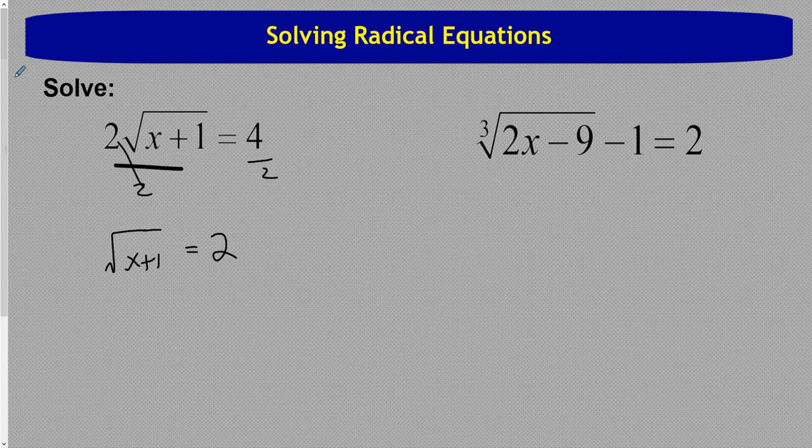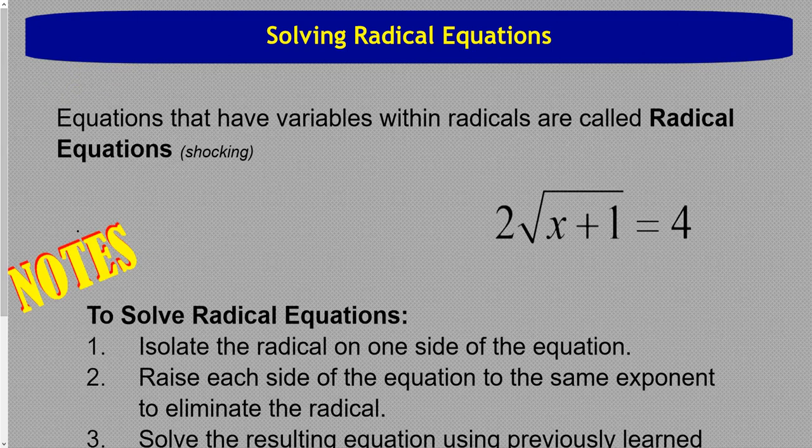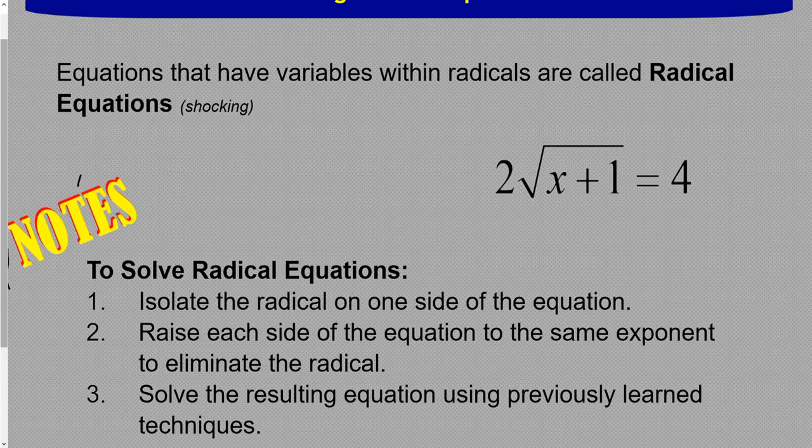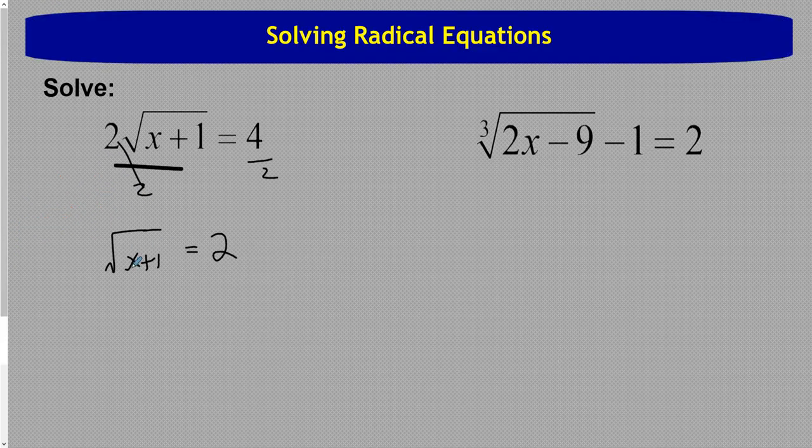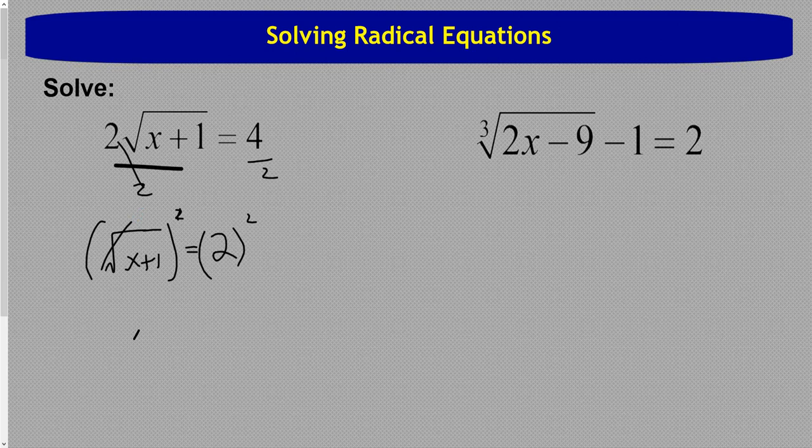Now, step 2 from our previous list is to raise both sides of the equation to the same exponent. So we've got a square root here. To undo a square root, we need to square it. Whatever I do to the left, I've got to do to the right. The square root and the square cancel, and I'm left with x plus 1. 2 squared, or 2 to the second power, is 4. Step 3 now is to just finish solving the equation. So I want to get rid of the 1. I've got to subtract it from both sides. x is equal to 3.